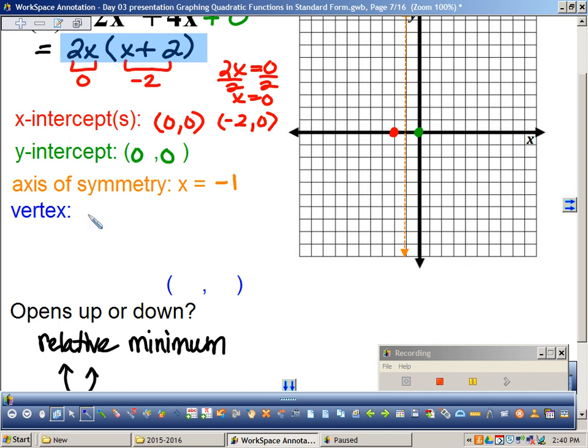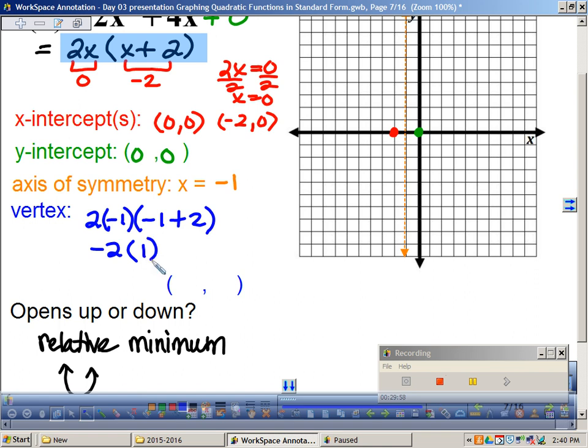So if I put in -1, I'm going to put -1 back in there. And I get 2 times -1 times -1 plus 2, which is -2 times a -1 and a +2 is a 1, which is -2. I already had the -1 right here. Goes here, so it's at -1, -2. Does that make sense? It does.